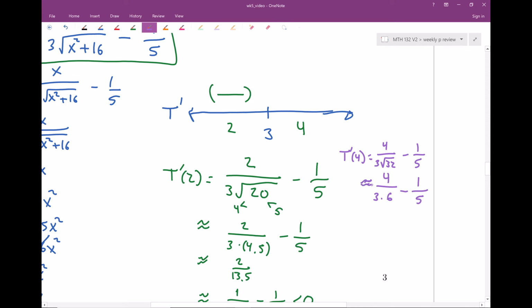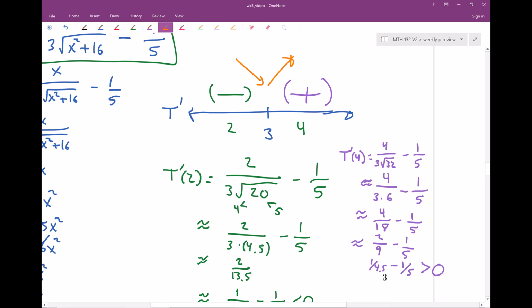And so this is going to be close to, let's see, 6 times 3 is 18, so 4/18 minus a fifth. So, okay, this is approximately equal to 2/9, or that's going to be 1 divided by 4.5, minus 1/5. So again, I have something right here, right? I divided by less, and I subtract away when I divide by more, right? So this is going to be a bigger number, subtract away a smaller number. This is going to be positive here. So this indeed does go decreasing and then increasing.